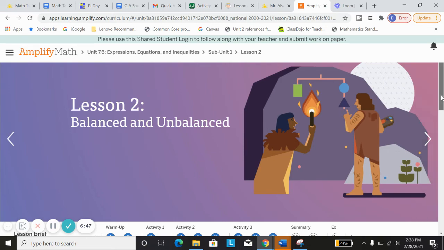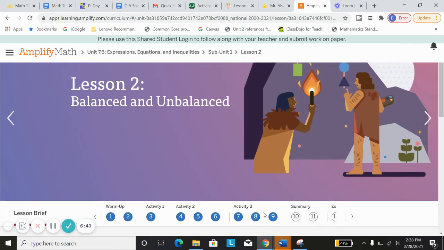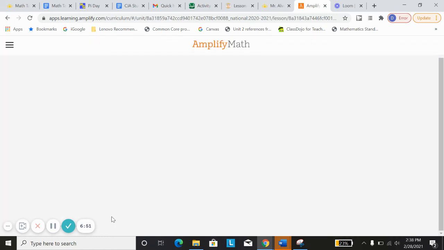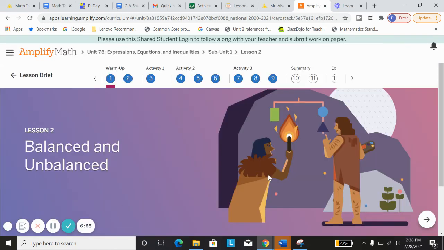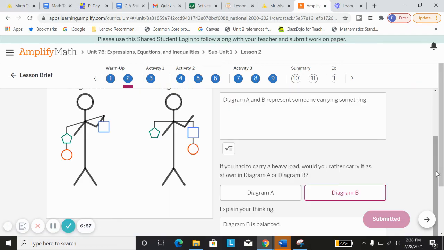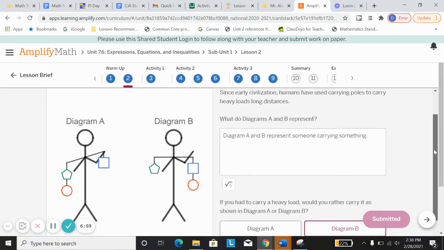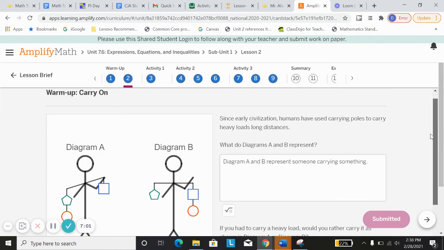When you get there, you'll see some numbers at the bottom. Yours will be all whited out. And you're going to click on the first one. It's going to take you to the cover page. And then we're going to click Next. And I've already submitted mine, but it's going to ask you a question.